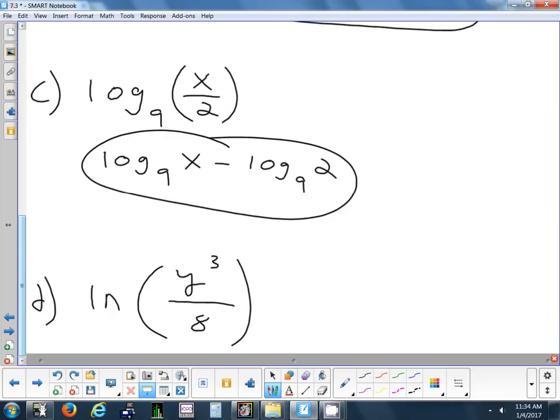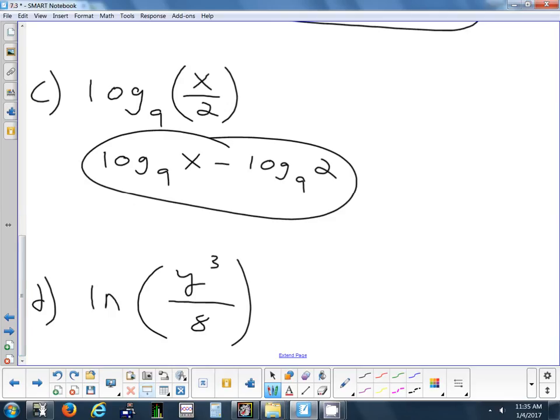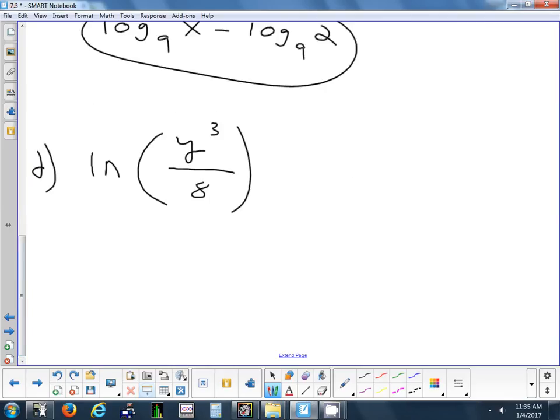Okay, this one will combine 2 rules. Anyone think they can tell me the final answer here? After you split it, and if there's any exponents, move the exponents where you have to move them. And it's the same with ln. Just leave ln in the final answer. You don't have to write log base e.